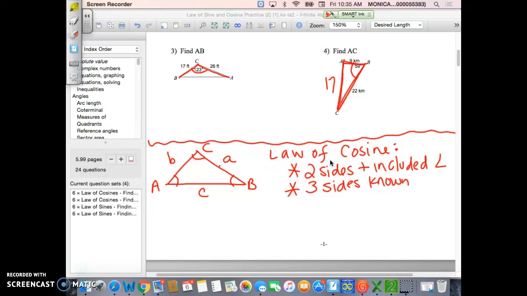All right, so today we're just going to focus on law of cosines. Tomorrow we'll focus on law of sines. And that's it for trig. Then you'll be ready to move on, and we'll talk about circles next.